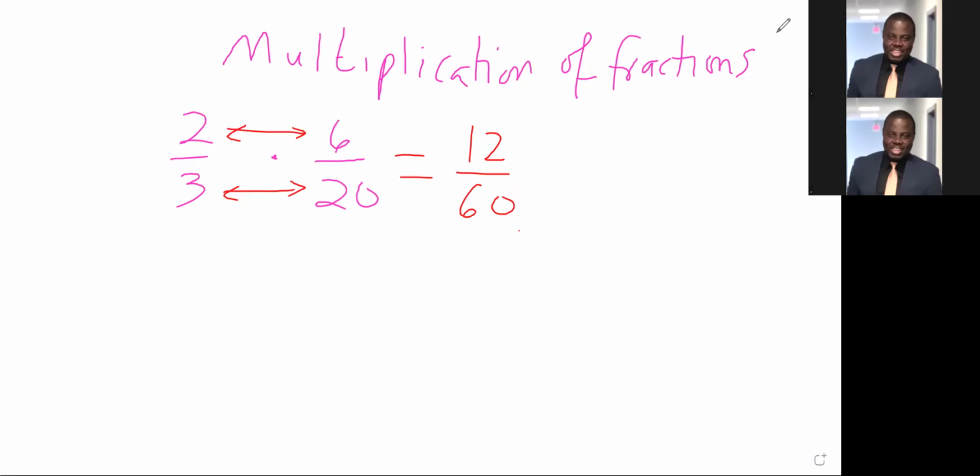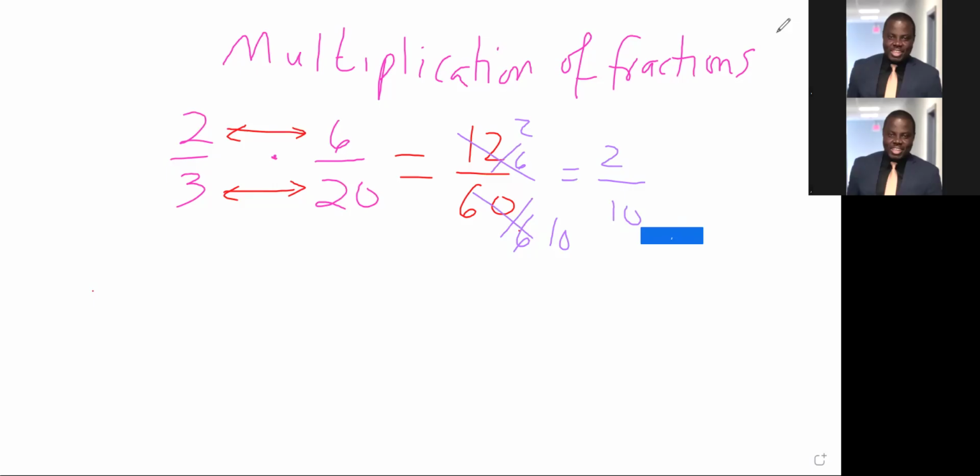Now, can we reduce this? Yes, it is possible to reduce it. Can you see that? To reduce it, you could see that a 6 will go into both of them. So I would do 6 and then 6. Yes, you could have used a 12, but that's fine. Let's use a 6. So this would give me 2, and this would give me a 10.